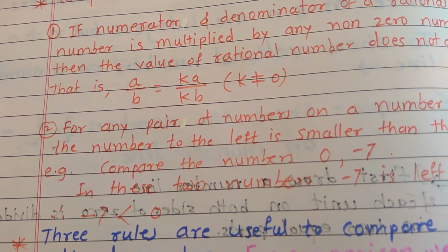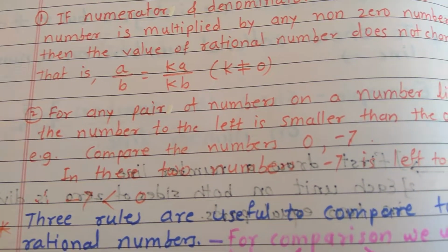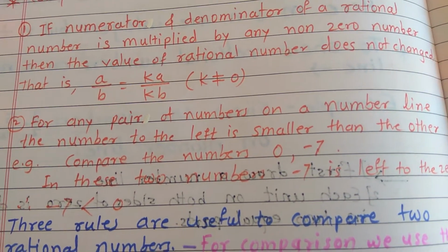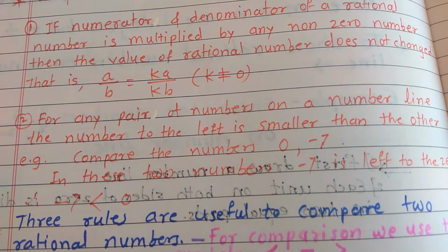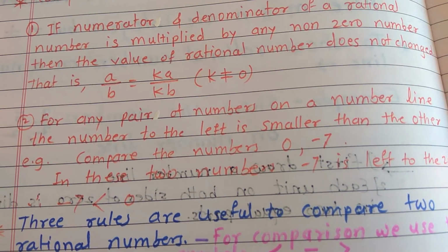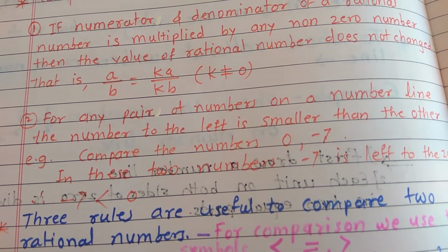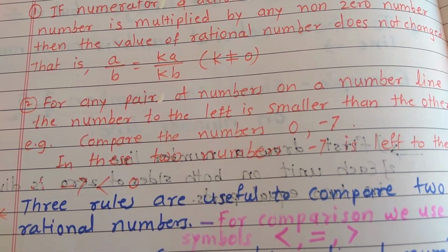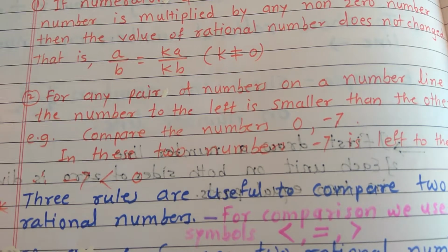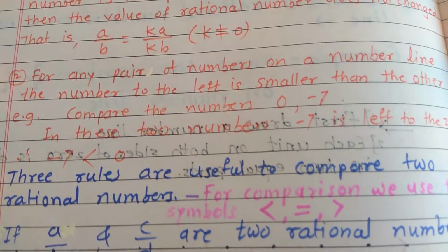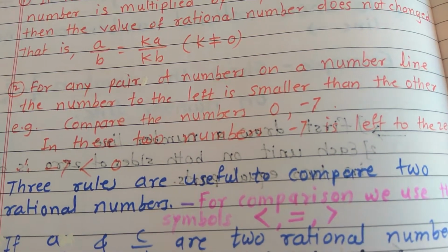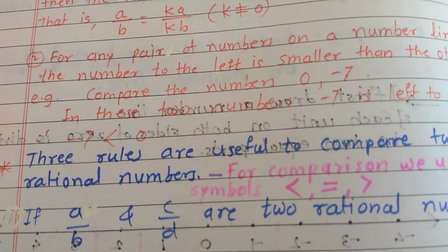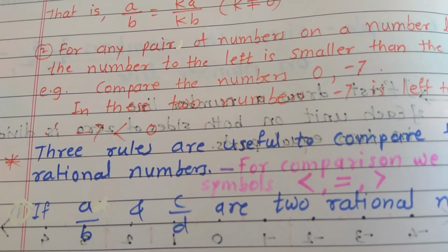And second thing, for any pair of numbers on a number line, the number to the left is smaller than the other. Here one example is given. Compare the numbers 0 and minus 7. Now in these two numbers, minus 7 is left to 0, and so minus 7 is less than 0.